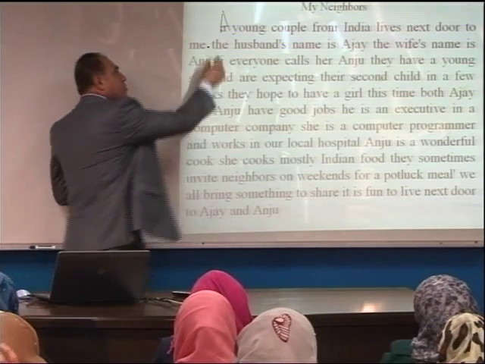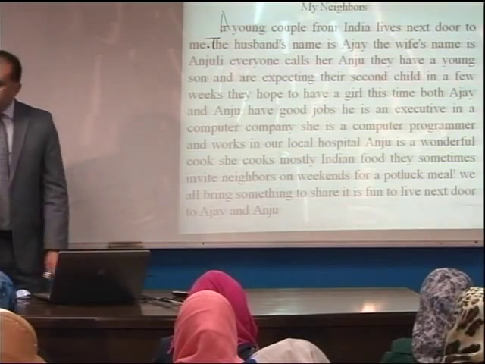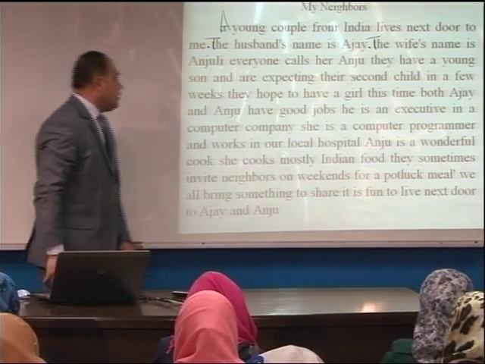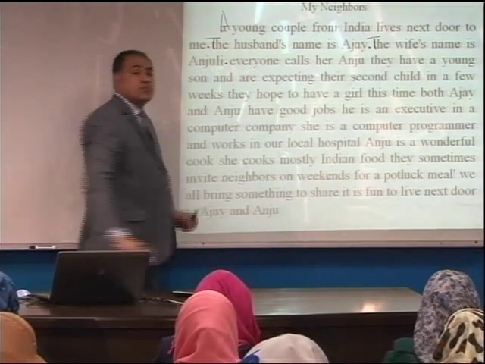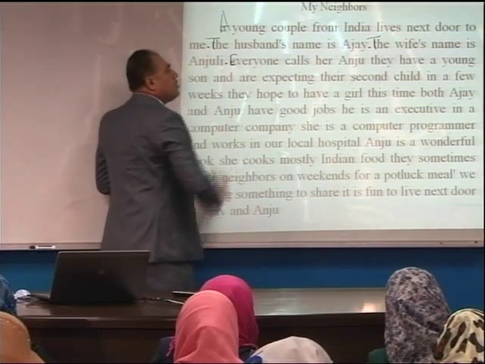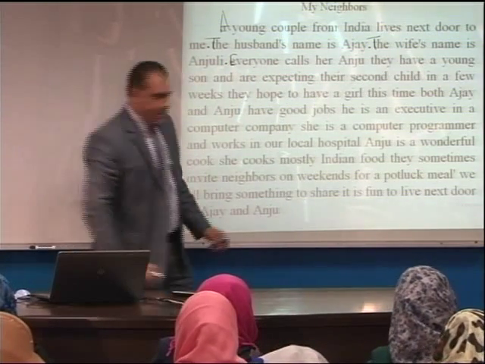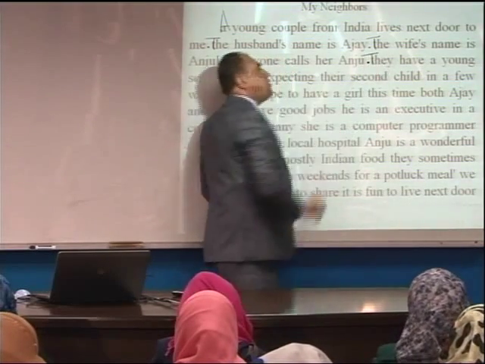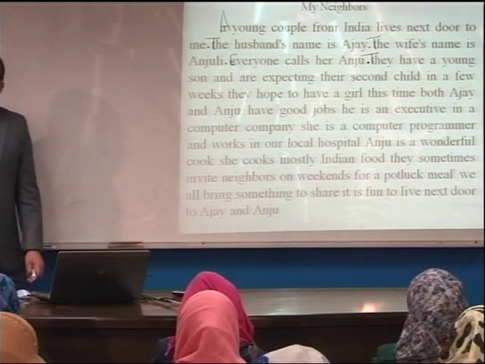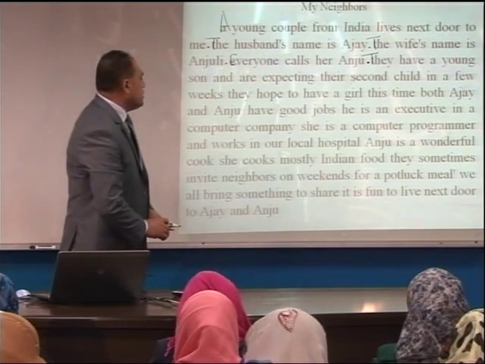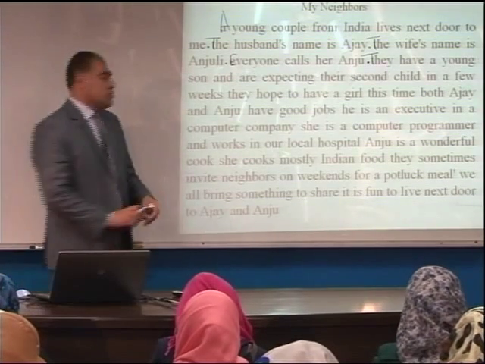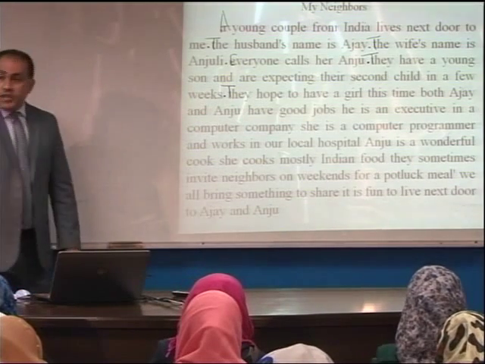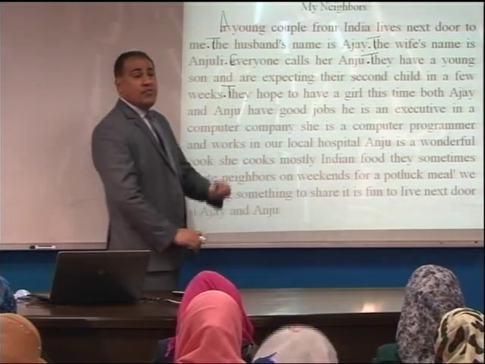Okay. Then the husband's name is Ajay. Full stop. The wife's name is Anju. Full stop. Everyone calls her Anju. Full stop. Capital letter for they. They have a young son and are expecting the second child in a few weeks. Full stop. Very nice. They hope to have a girl this time. Full stop.